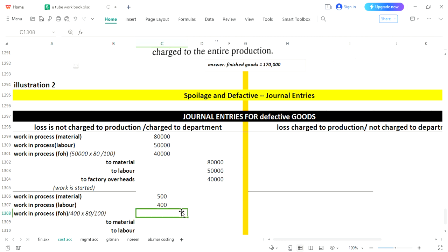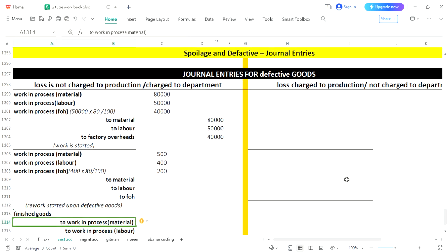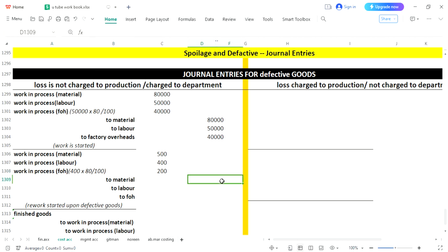Statement is completed. Now put it on your calculator: 400 multiplied by 50 divided by 100. In this way our work in process FOH is also calculated. The rule which we have applied over here was simple. Amounts present on debit side are equal to amount present on credit side. So we don't need to calculate amounts of credit side. Same amounts 500, 400 and 200 would be put at credit side. So two entries are completed.